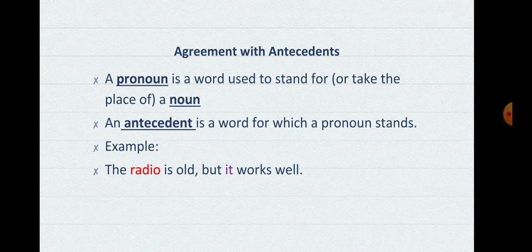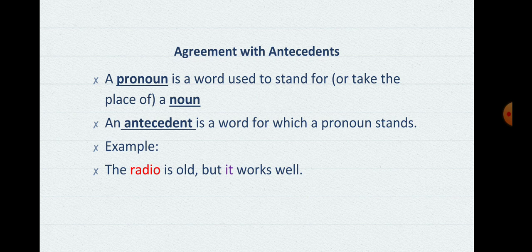Agreement with antecedents, okay? Remember that a pronoun is a word that substitutes a noun. And a noun is a person, place, thing, animal, or an idea. So, what is an antecedent? An antecedent is a word for which a pronoun stands, okay? The pronoun is going to substitute a word, and that word that the pronoun is substituting is called an antecedent, okay?